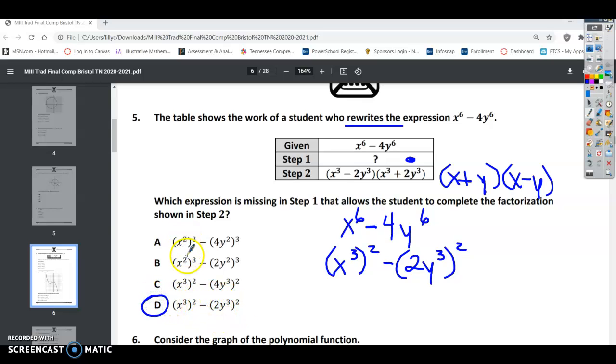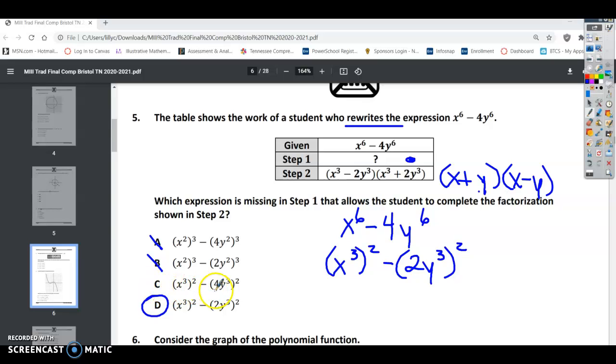Now again, you can see the first two, they put the 3 or the cubed on the outside. So we can automatically eliminate those because we know that this is going to be a difference of squares. So it really helps knowing what the perfect square trinomials and the difference of squares formula is. It just kind of helps alleviate that.